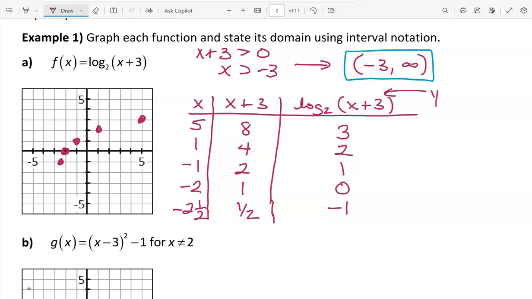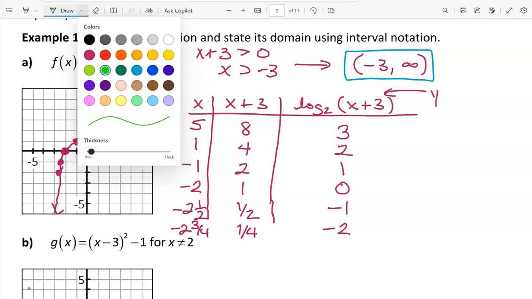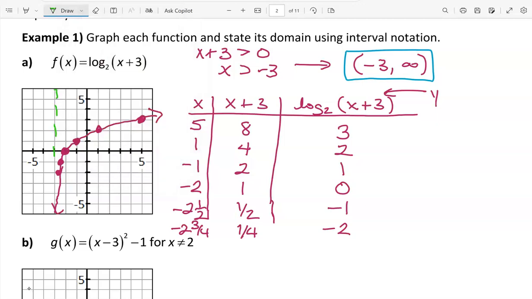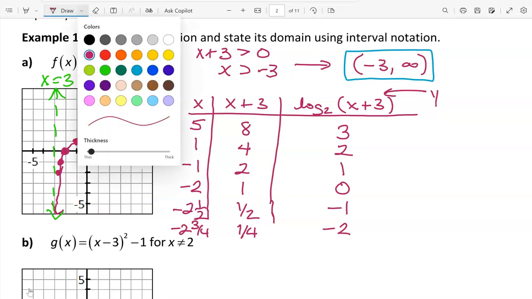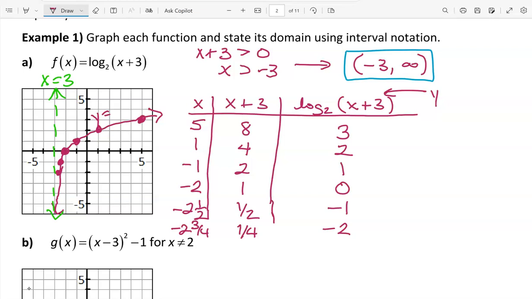Now, if we wanted to go a little farther, we can take the log base 2 of 1/4, which is negative 2, and if we subtract 3 from that, we get negative 2 3/4. So we can also graph a point negative 2 3/4, negative 2. What this is going to show us is a graph that looks like this and approaches a vertical asymptote here. So our vertical asymptote I'm going to show with a dashed line because it's a guide to the graph, not actually part of the graph. And that's the line x equals negative 3. And the graph is the graph of y equals log base 2 of x plus 3.